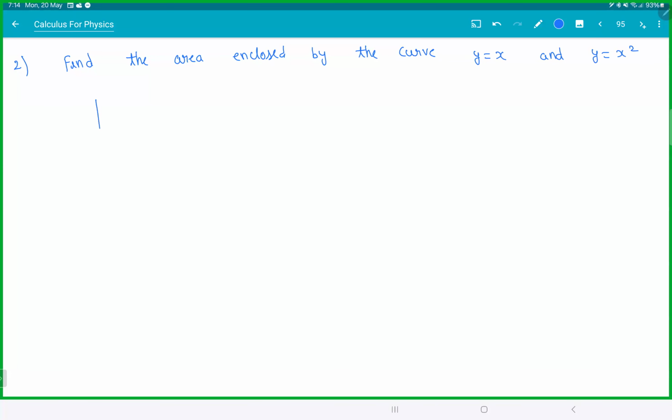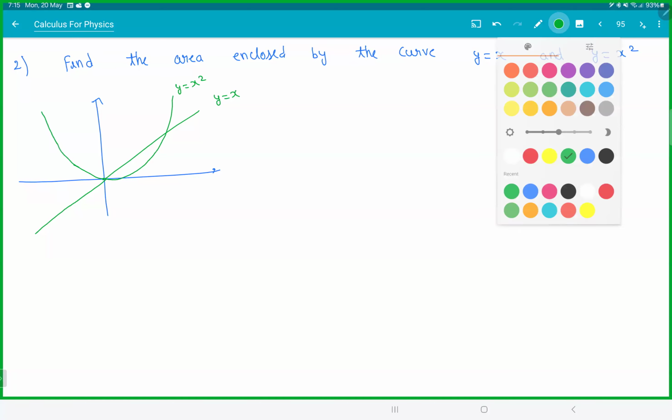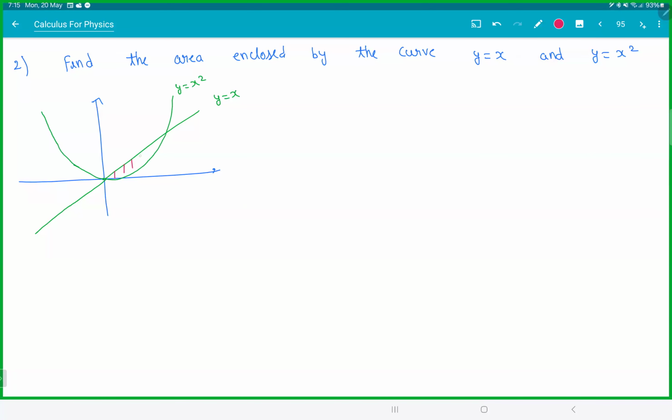What am I exactly asking here? Let me help you out. If you try to draw the graph, y is equal to x is a straight line. Y is equal to x square is a parabola. Area enclosed between means I'm asking this area. How will you find that? Think for a minute.